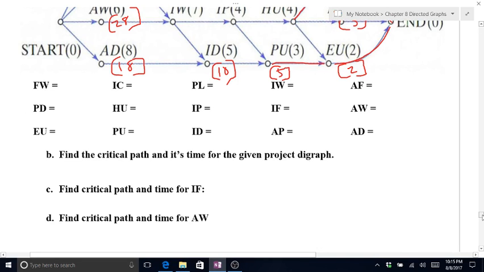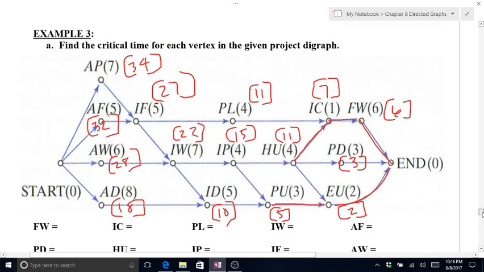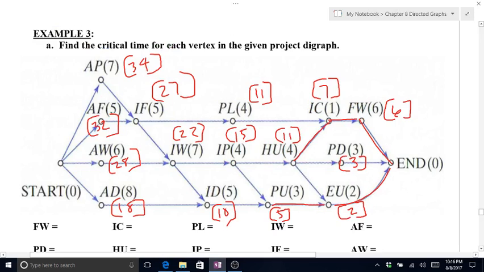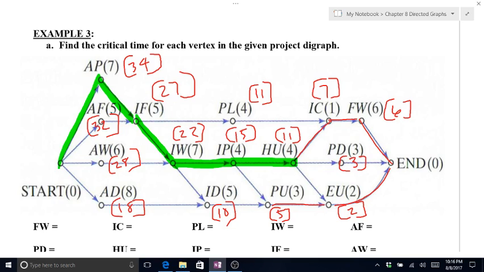So, find the critical path and its time. My critical path goes to AP, IF. 27 minus 5 is 22, so that takes me here. Minus that processing time of 7 takes me here. Processing time of 4 takes me to 11. Here is your critical path.